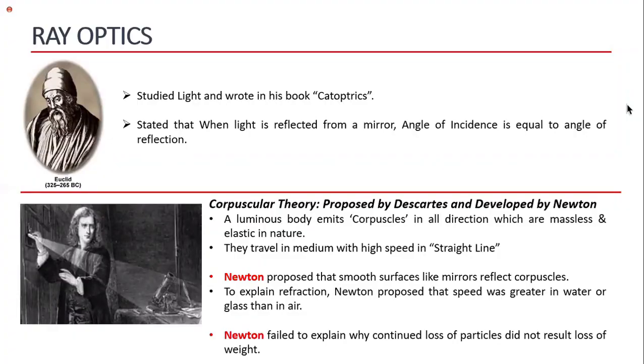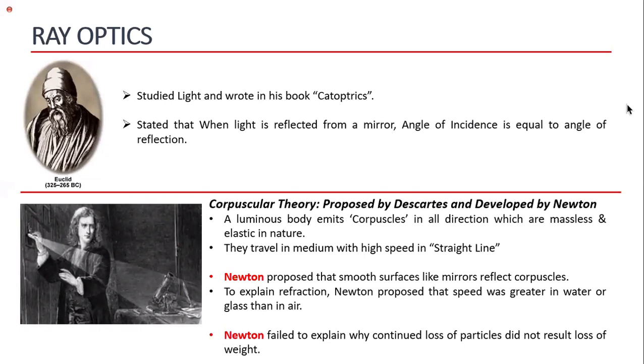Now, I don't know if you have heard the scientist by name Euclid. Okay, Euclidean geometry. Euclid studied light and he wrote in his book Catoptrics about light. He stated that whenever a light is reflected from a mirror, the angle of incidence is equal to your angle of reflection. After so many centuries, then Newton came.